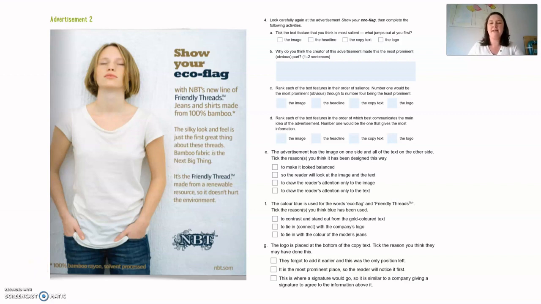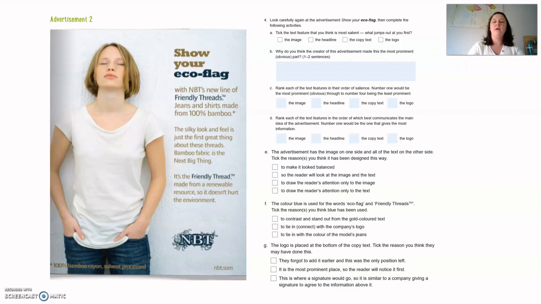The advertisement has an image on one side and all of the text on the other. Tick the reason you think it has been designed this way. I'm going to read them out. You're going to decide. Okay, the advertisement has an image. I've already read that. Mrs. Noon, get with the program.